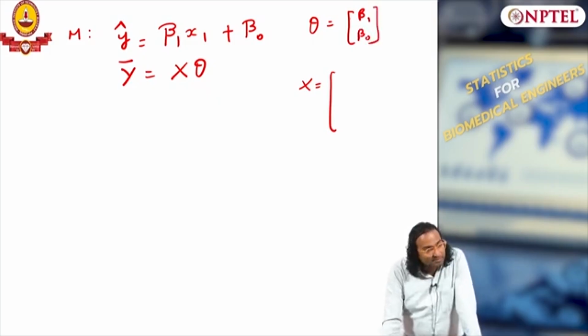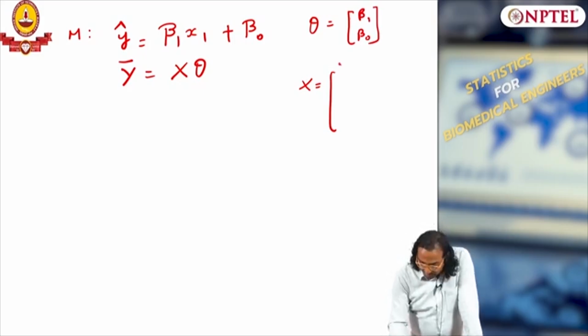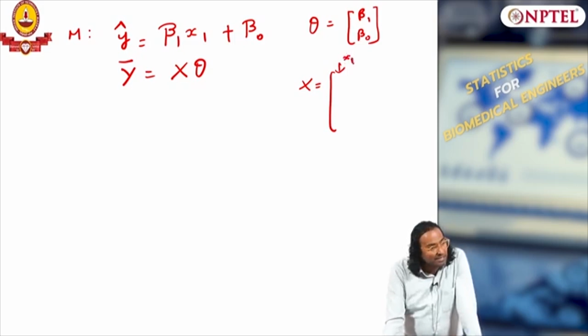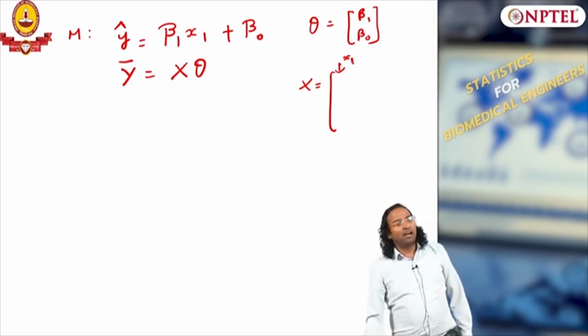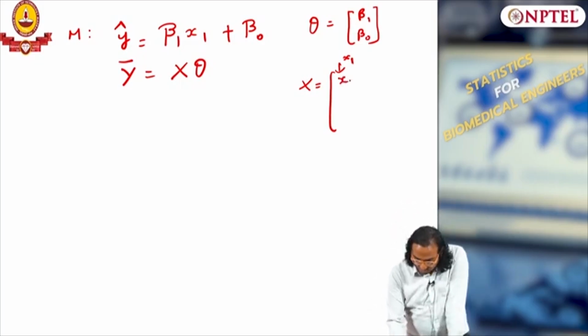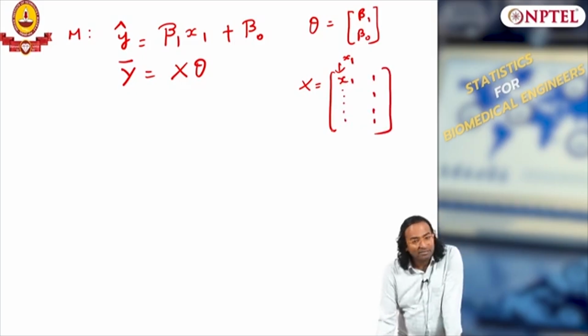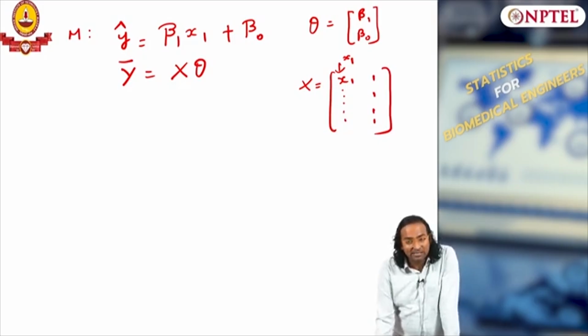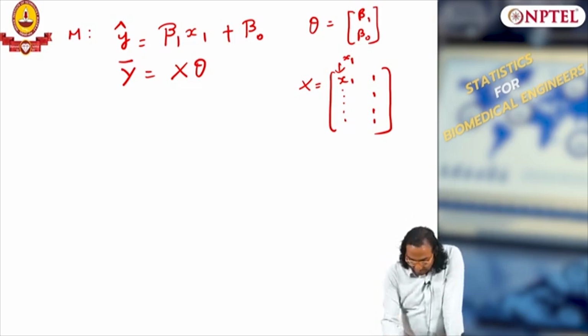What about x? This will be x1. Is x1 a vector, a matrix, or a single number? Is x1 a vector or a number? Vector of what? Observations, right? Vector of observations of the input. So, x1 is a vector. So, this is x1, and what is this? 1. Right. If I want to append it, I will just append it as 1, because the weightage for beta naught is 1.